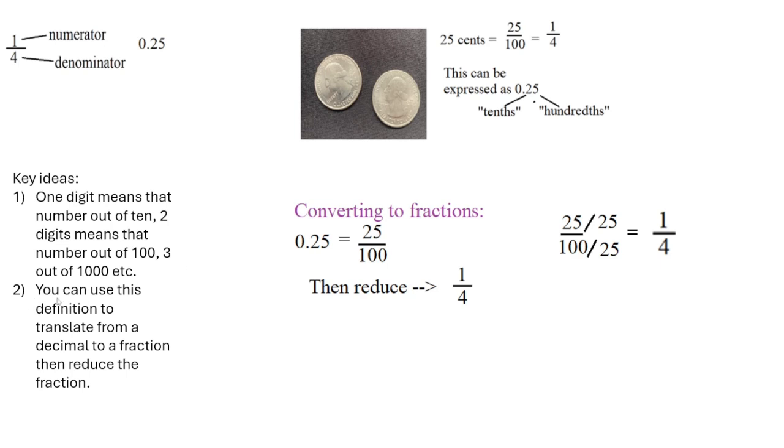The second key idea is that you can use this definition to translate from a decimal to a fraction and then reduce the fraction. So if we look at an example here, 0.25, this means 25 out of 100. So then we can just reduce that to 1/4. And you can see the steps for that over here. So both 25 and 100 can be divided by 25. So we divide each of them by 25 and we get 1/4.